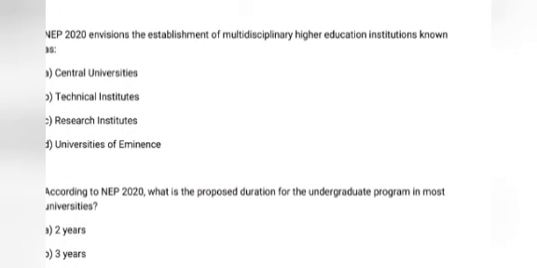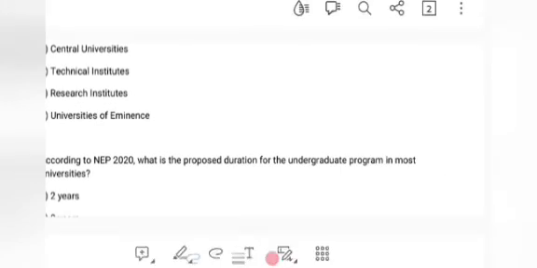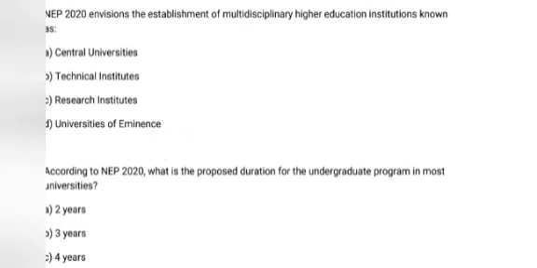Similarly, NEP 2020 envisions the establishment of multidisciplinary higher education institutions known as what? Central universities, technical institutes, research institutes, universities of eminence. Number D will be correct, universities of eminence. I have done my best to give you the correct option, though it is prepared by me, but still there will be some error unknowingly. Please try to rectify it.